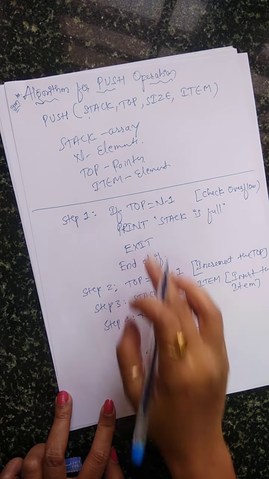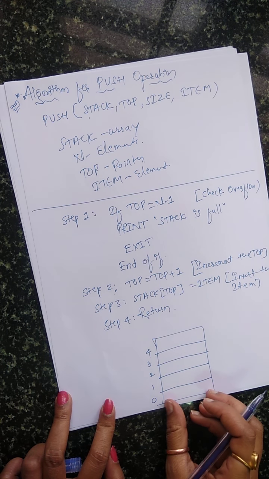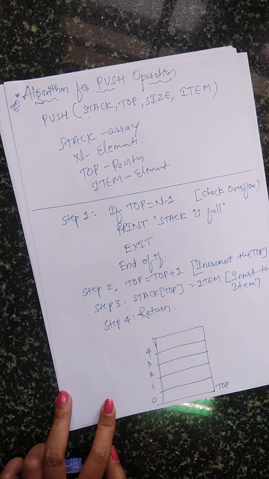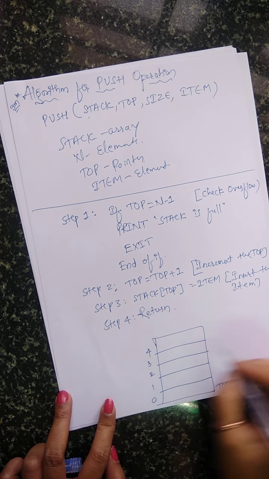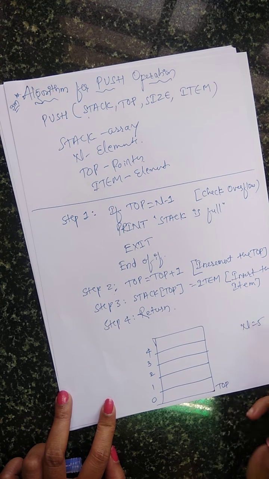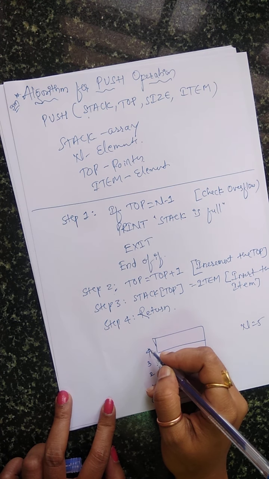Done. So it will first check if your top is equal to n minus 1. Now it is empty, so the top is here. So it will check what my n size is. N is 5, the size of the stack is 5. As the subscript starts like an array from 0 to 4, that means n minus 1.